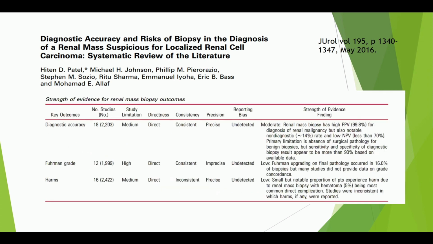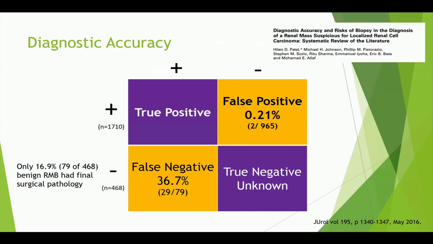Similar to the first systematic review, the overall strength of evidence is low to moderate. However, the results highlight a major challenge with respect to the accuracy of renal mass biopsy. Let's look at our 2x2 table again. So among 1,710 malignant biopsies, 965 cases proceeded to surgery with available pathology, among which 2 were false positives for a percentage of 0.21%.